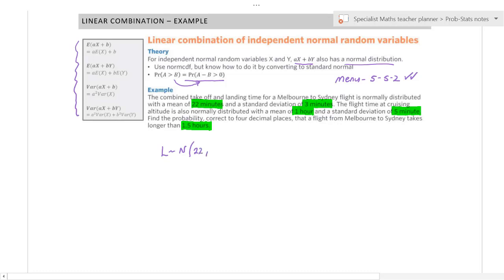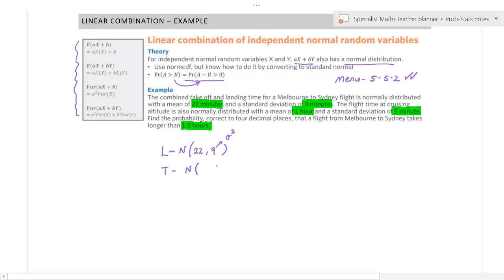And it has a standard deviation of 3 minutes. But remember, when we write our distribution, we write out our standard deviation squared, don't we? Okay, so let's start. Now it says here the flight time at cruising altitude is 1 hour. So flight time, let's just call that T. And that's normally distributed.